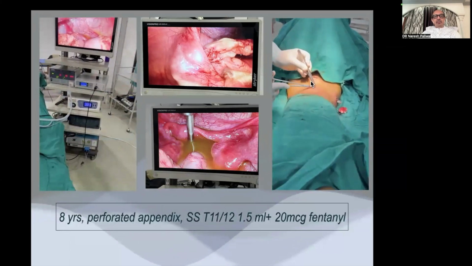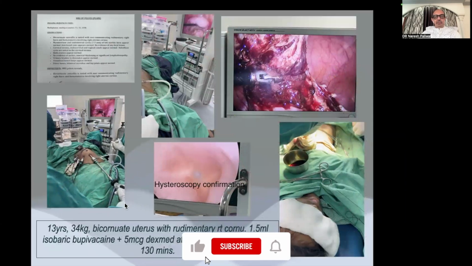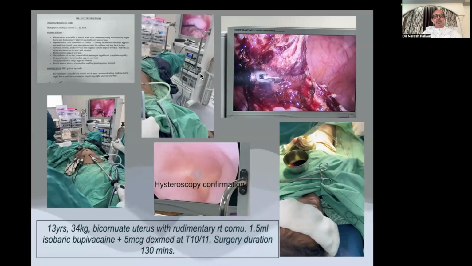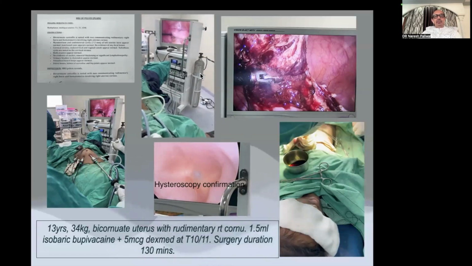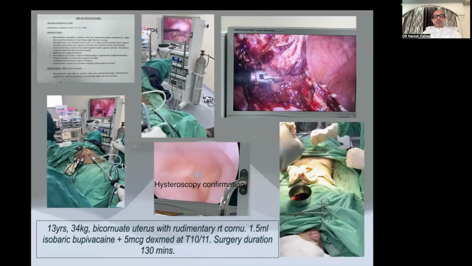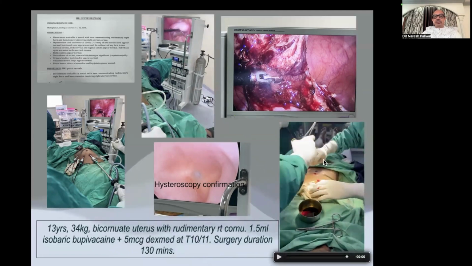lifting his legs completely. This was a 13-year-old, 34 kg, bicornuate uterus with rudimentary right cornu. So 1.5 ml isobaric bupivacaine was given because surgery was expected to have some longer duration and some relaxation was needed. So isobaric bupivacaine with 5 mcg of Dexmed was used in this patient for rudimentary horn excision. And see, there was a right horn which was quite large. And after that, hysteroscopic confirmation. The surgery went on for almost 2 hours.